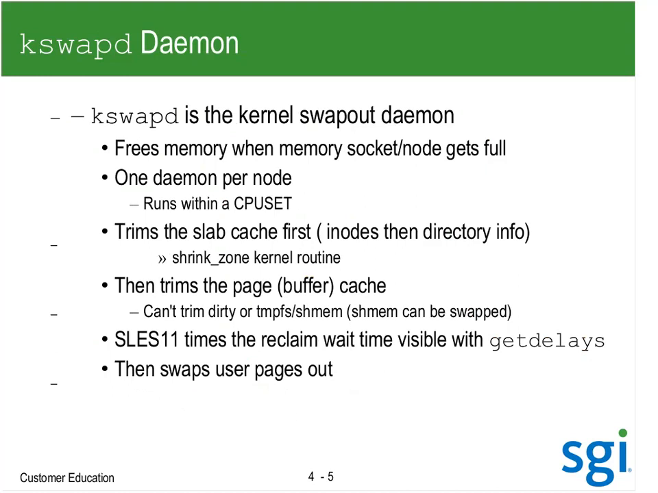So kswapd is the kernel swap out daemon. It frees memory when a socket gets full. You get one per socket, one per node. The node and the socket are the same thing in a UV. And it's going to run within the CPU set, so it can be noise within that CPU set if it's popping up and managing things. Now when we run out of memory, we're going to trim the slab first, then we're going to trim the page cache.